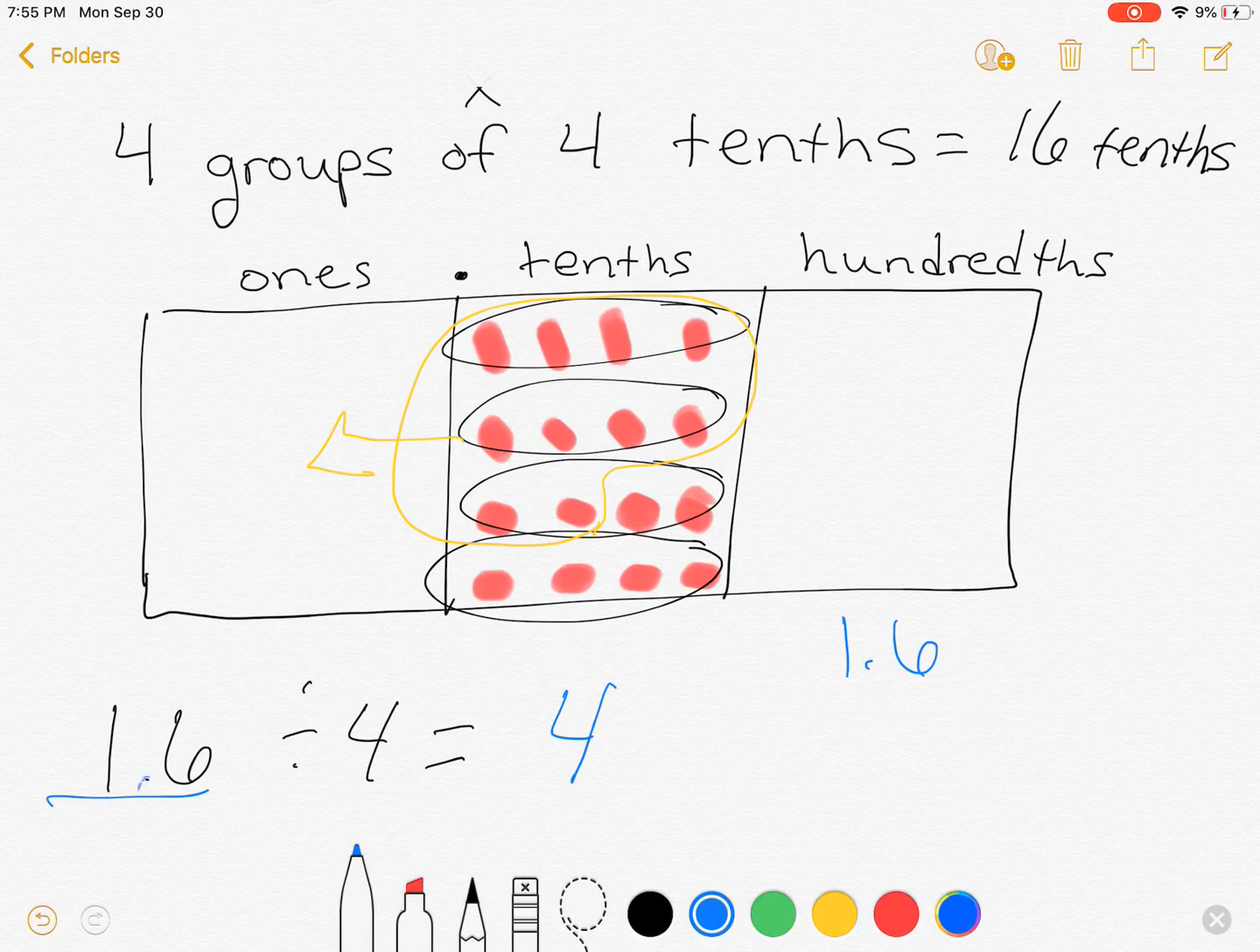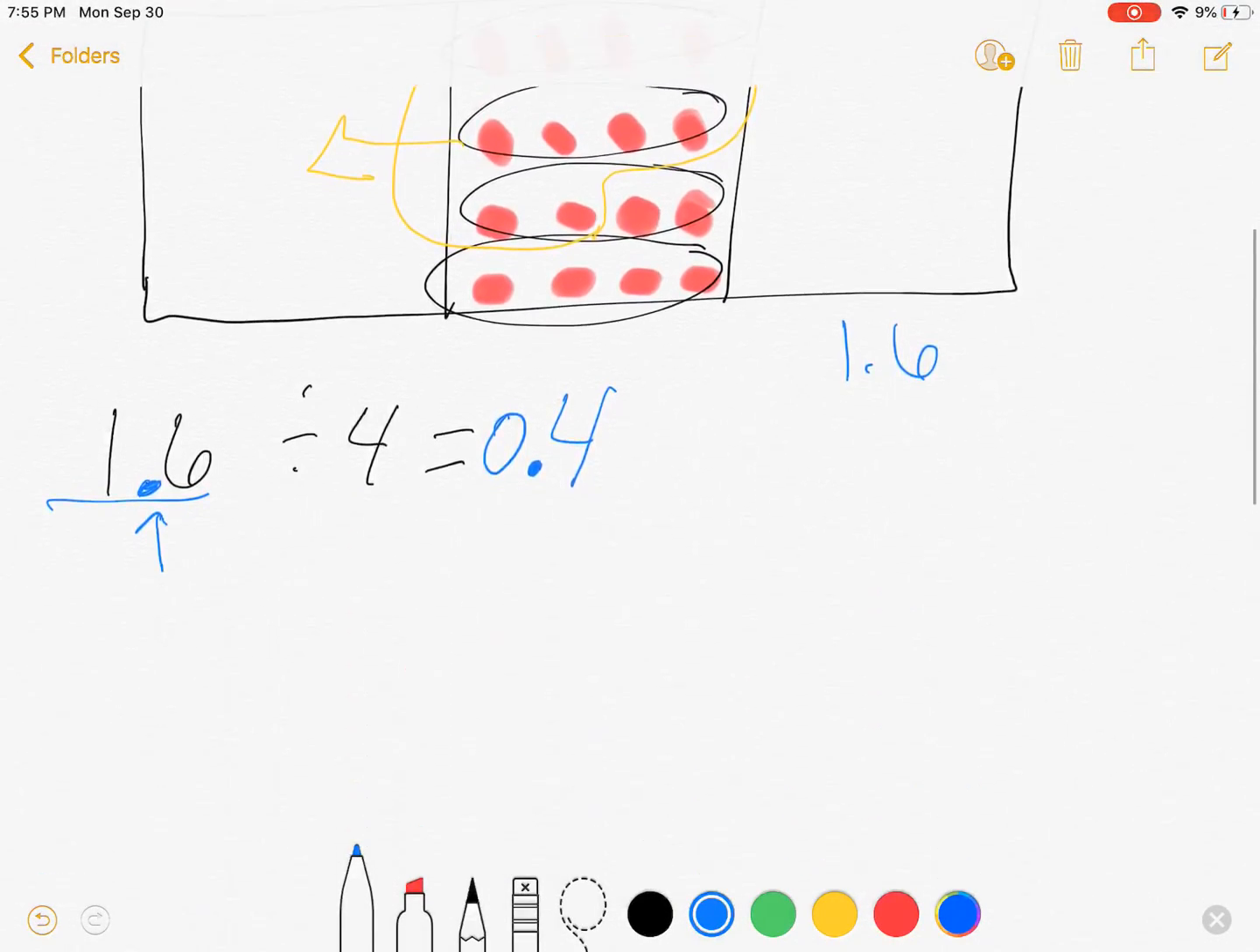So if we take that decimal away for a moment and think of it just as 16, and we know our multiplication facts, then division can be easy. So 16 divided by 4 is 4, but because it's tenths, our answer is 4/10. You have to stay with the same unit.